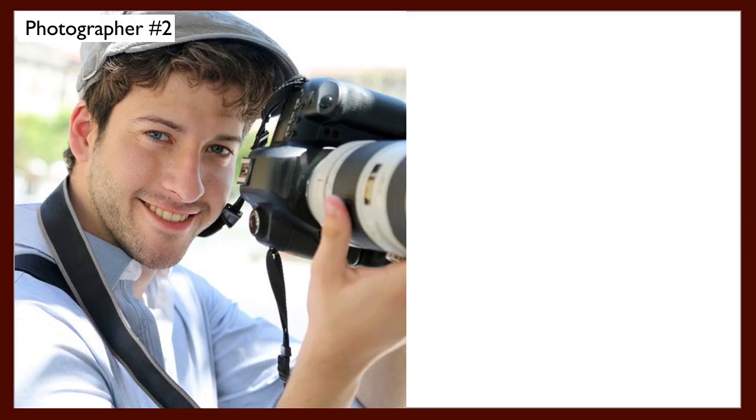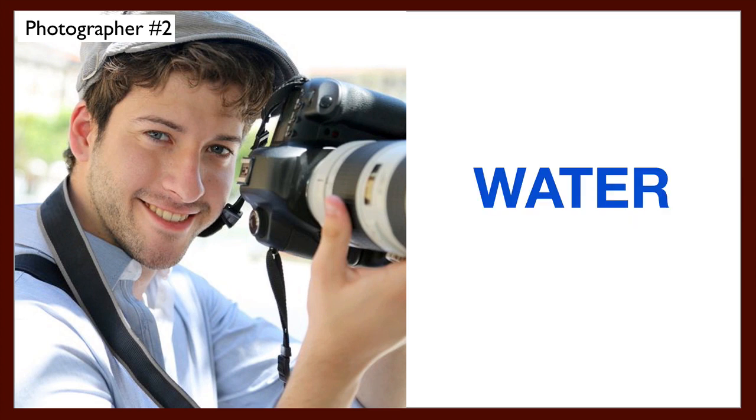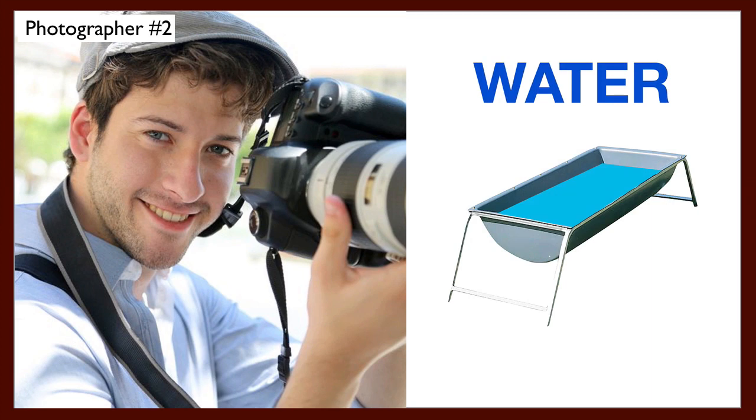The second photographer takes a very different approach to his assignment. He starts out by asking himself a very important question, which is, what does a leopard really want? The answer, during the harsh African summer, is water. So, the photographer sets up 5 large troughs and fills them with fresh, cool water. He then makes his way to a nearby hide and sits and waits.